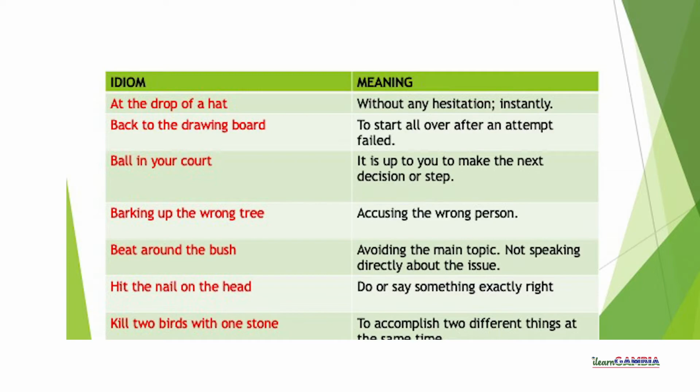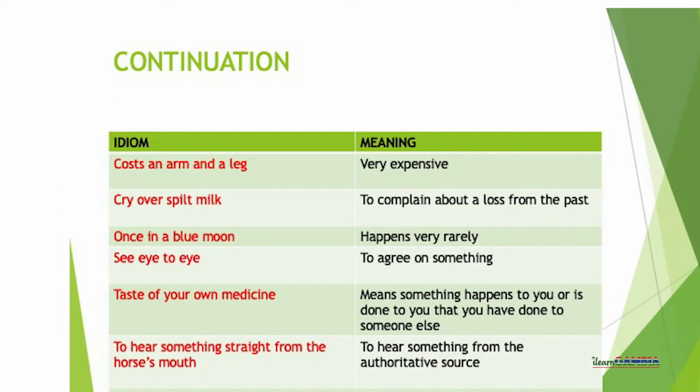Another idiom is kill two birds with one stone. That means to accomplish two different things at the same time. Now, if something costs an arm and a leg, it means it is very expensive. Cry over spilled milk. That means to complain about a loss from the past. If something happens to you and you can no longer undo it, then complaining about it is just like crying over spilled milk. Once in a blue moon means something that happens rarely.